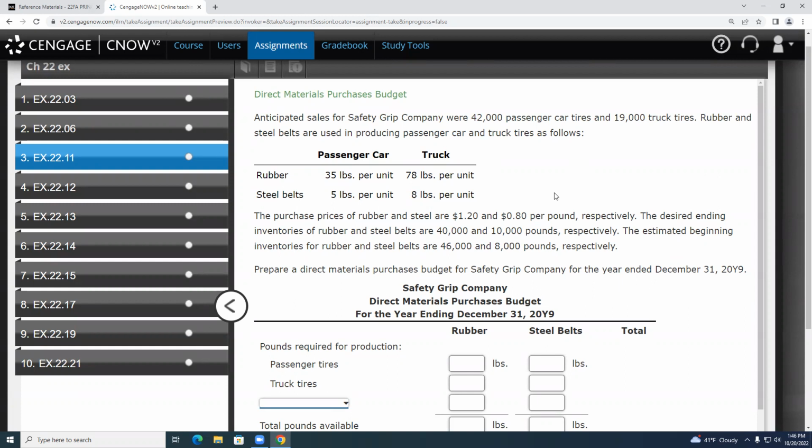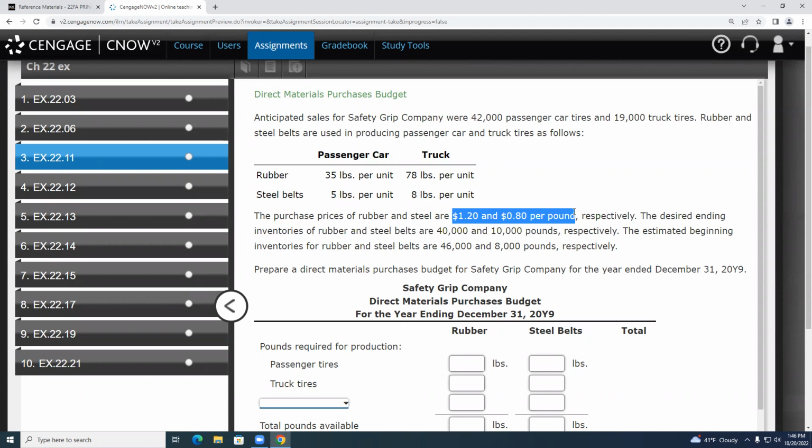Anticipated sales for Safety Grip Company were 42,000 passenger car tires and 19,000 truck tires. Rubber and steel belts are used in producing passenger car and truck tires as follows. And we've got the direct materials that we expect to use, both the quantities and then the prices.